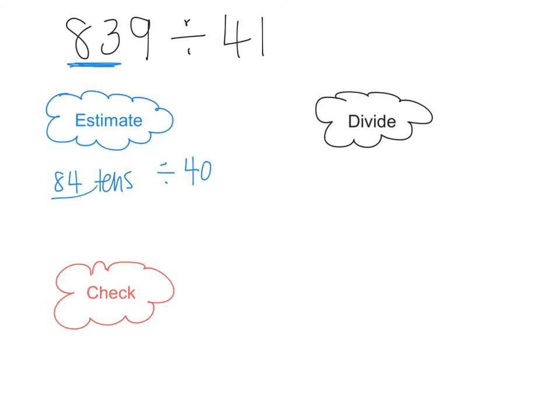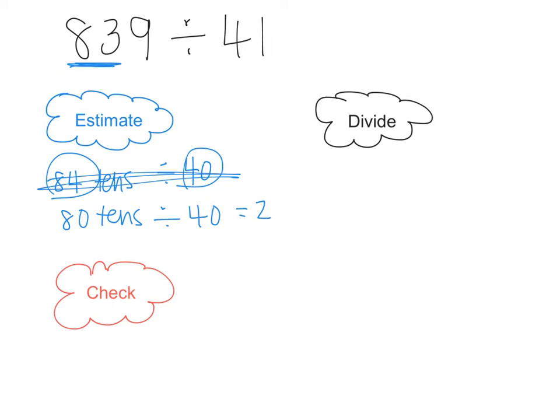So because 84 is not compatible with 40, we don't want to use this estimate. What would be a better estimate that is compatible with 40? Ben? So we have 80 divided by 40. Now, is it really 80 or is it 80 tens? Okay, that part is very important. Okay, what's 80 divided by 40? Everyone? 2. And then are we working with the tens or ones or hundreds? So we have 2 tens.